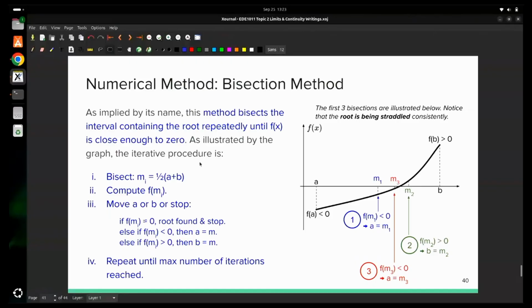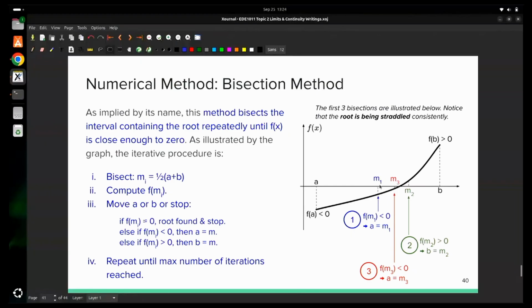So, how does it work? Given the interval a to b, bisection means you just halve that interval. When you halve it, you get a plus b multiplied by half. The half is exactly the midpoint between a and b. Let's call that m1. This is the first bisection.